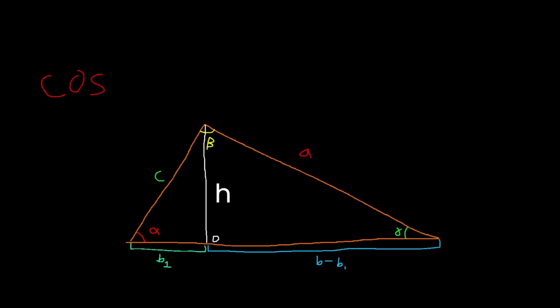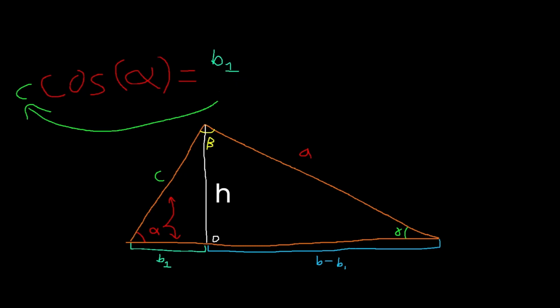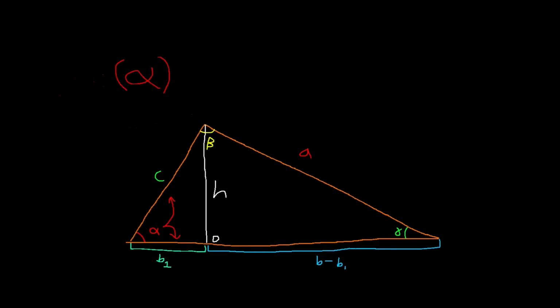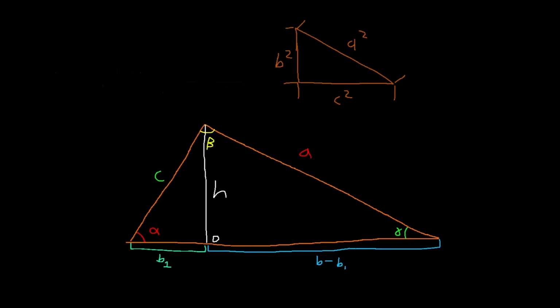Now, let's take the cosine of alpha. Since cosine is adjacent over hypotenuse, we can say it's equal to B1 over C. Rearranging this in terms of B1, we get B1 equals C cosine alpha. We can also do something similar for sine, where it's equal to H over C, or H equals C sine alpha. Using Pythagorean theorem, we can find the length of this side as well.